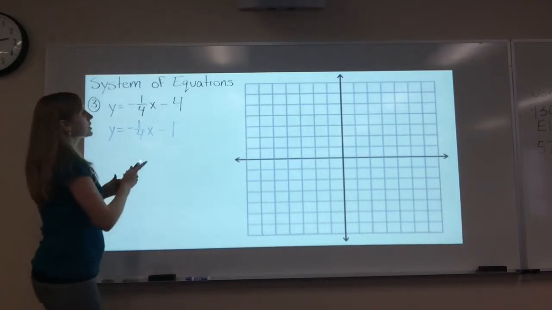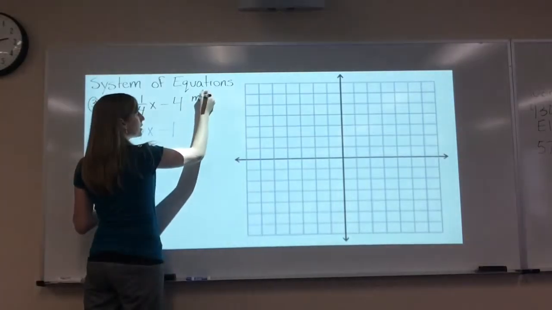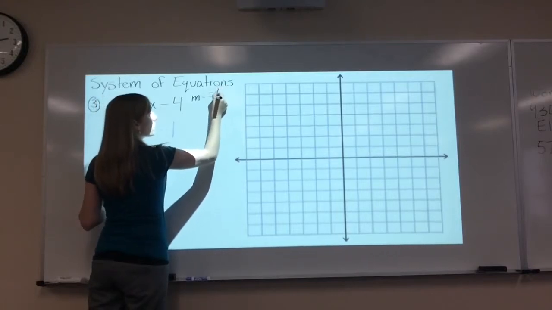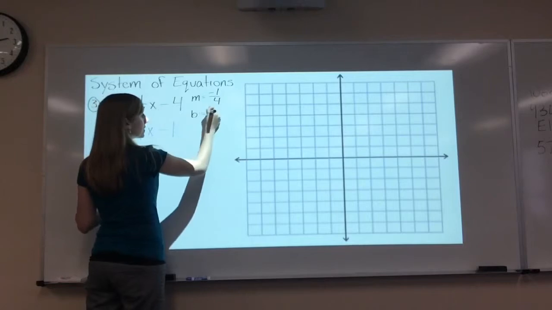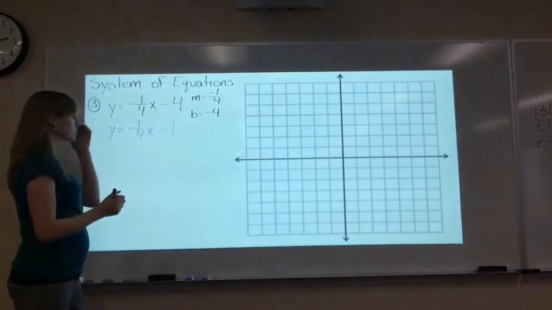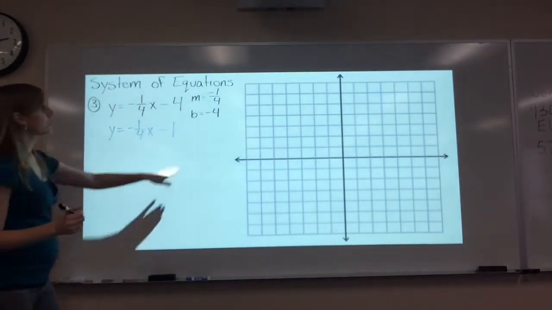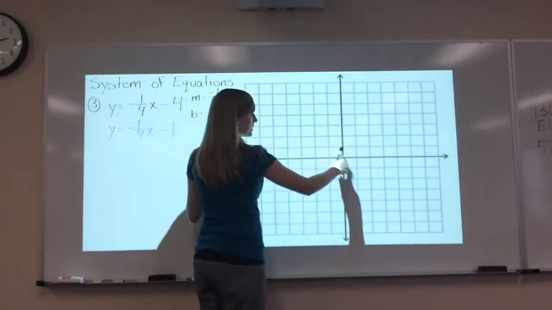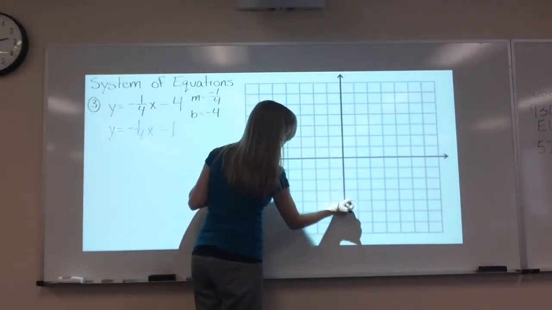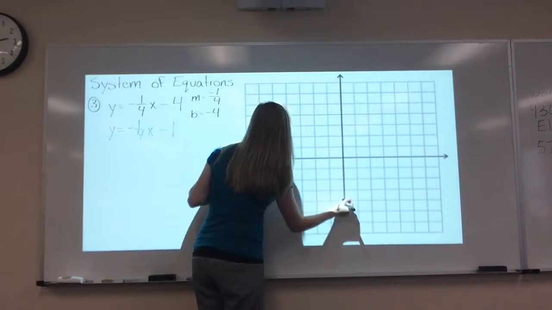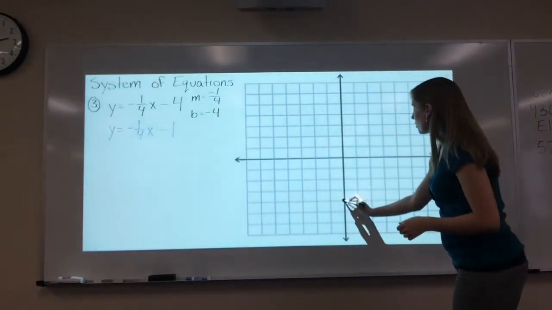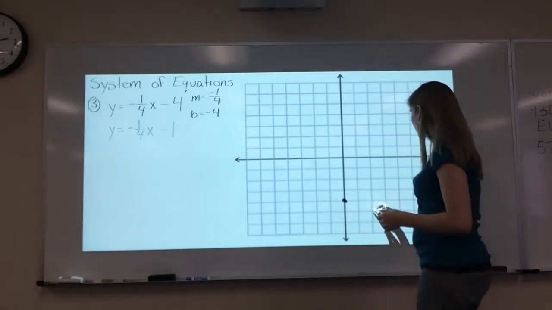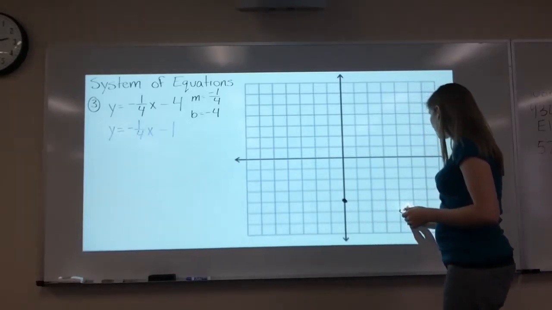To graph the first equation, our slope is going to be -1 over 4. Our y-intercept is -4. So first we need to graph the y-intercept. So to go to -4, we would go down 4 places, put our first point. Our slope is -1 over +4, so that means we need to go down 1 to the right 4, and then put our point.